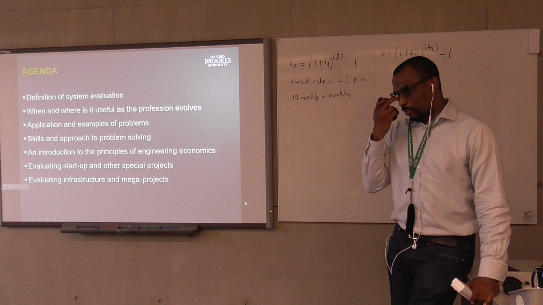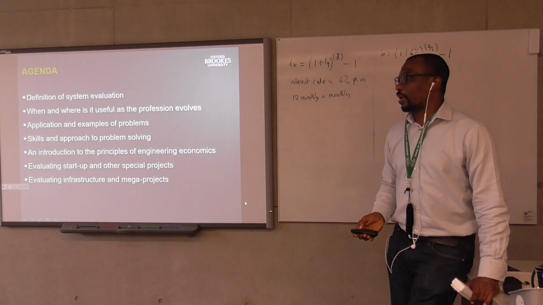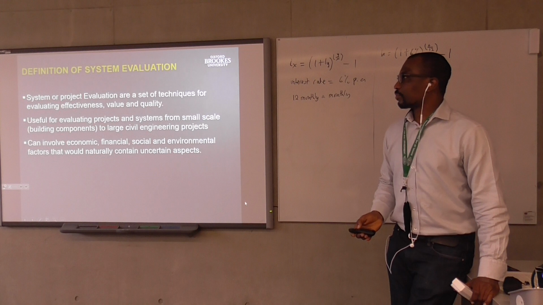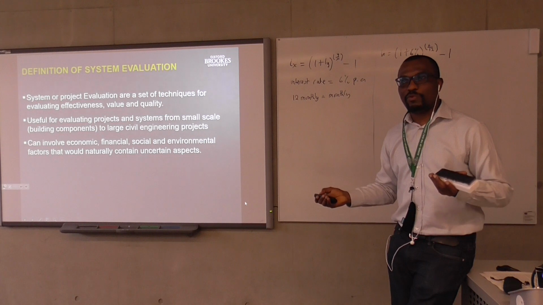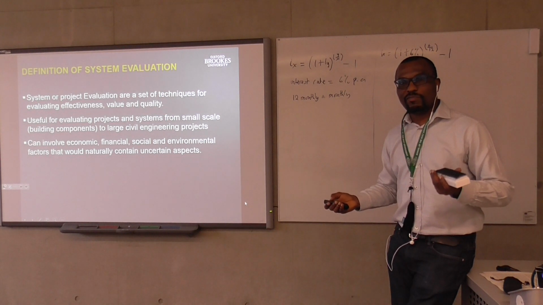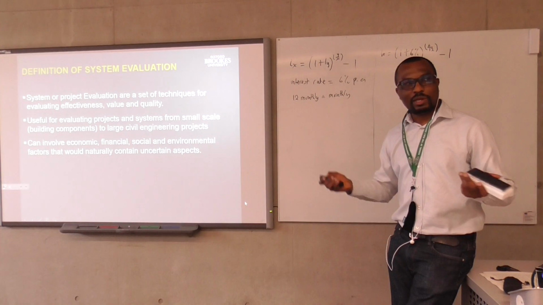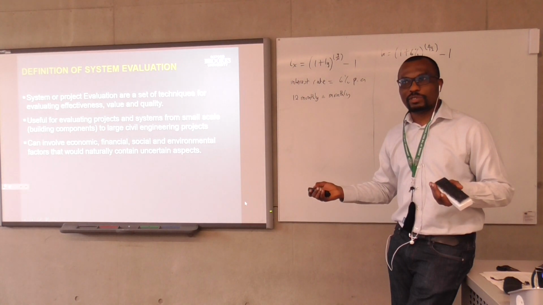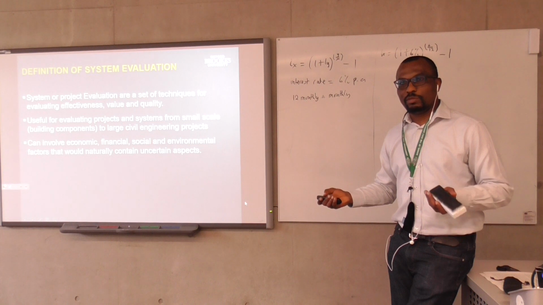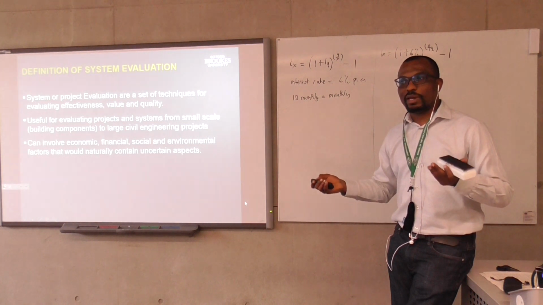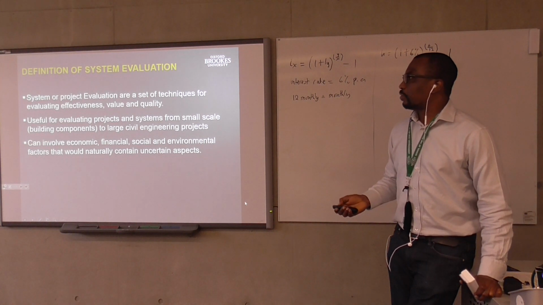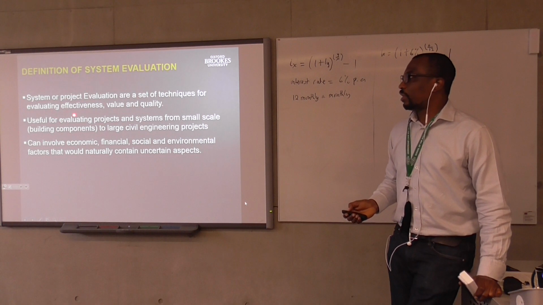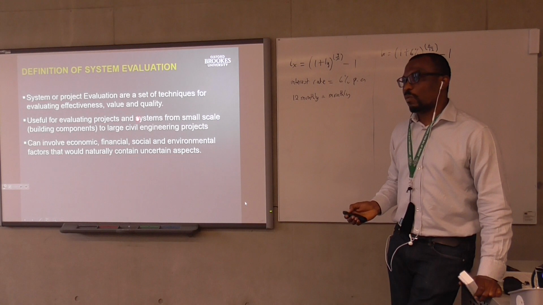Today we want to look more at systems evaluation. What it does is let us know, if you have, let's say, two different systems on a project, like if you wanted to evaluate between a photovoltaic and a solar panel, how do you go about it? If you wanted to evaluate between two different boiler systems, how do you go about it? Basically, systems of project evaluation are a set of techniques for evaluating effectiveness, value, and quality.